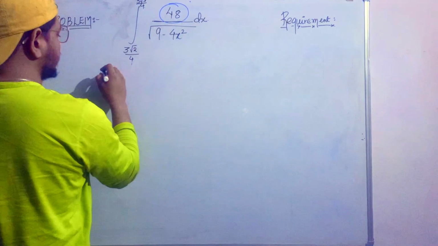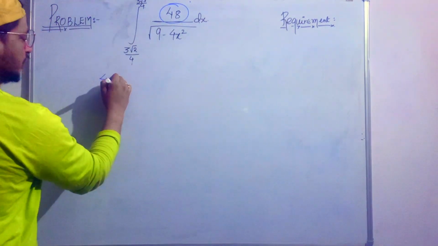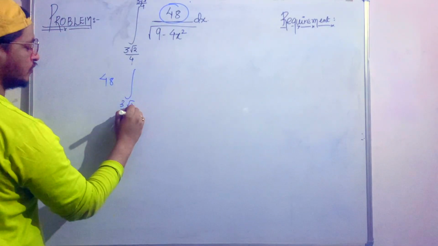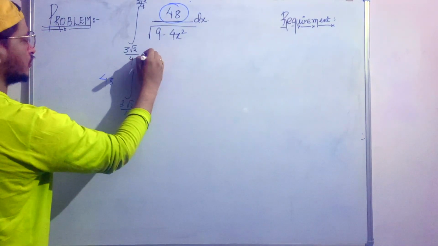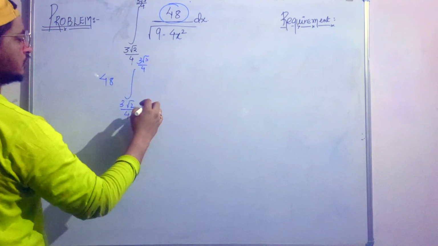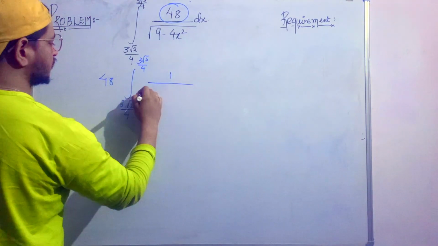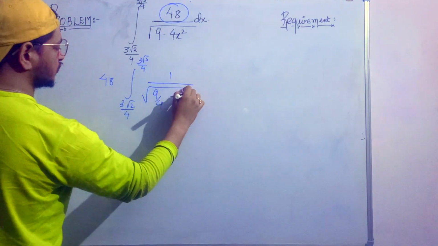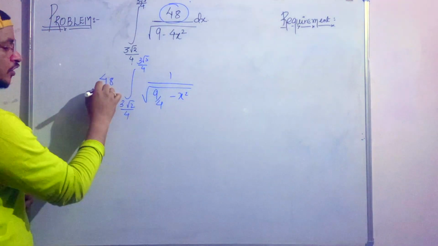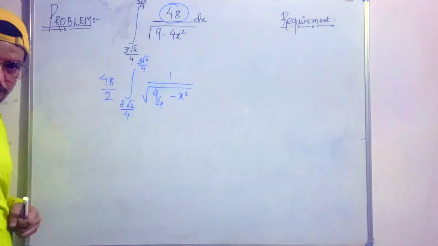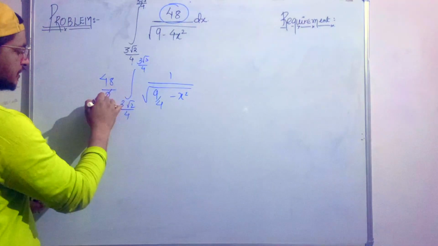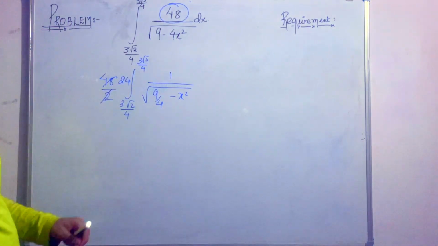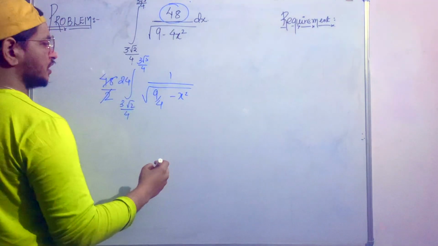The 48 is a constant, so it will come outside. I will write the value as 48, and the limits will go from 3 root 2 by 4 to 3 root 3 by 4. Here you will write it as root of 9 minus 4x square. If I take 4 common, you will write here the value as 2. Simple. So you can cancel this value, and you will get the value as 24. Now this value can also be written as 3 by 2.